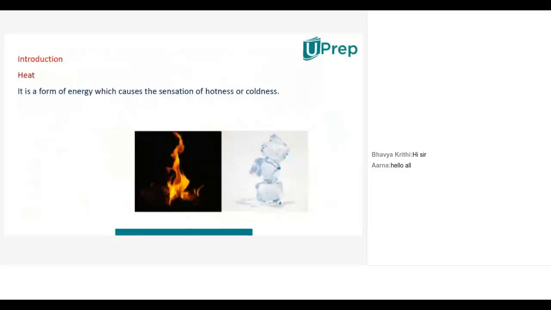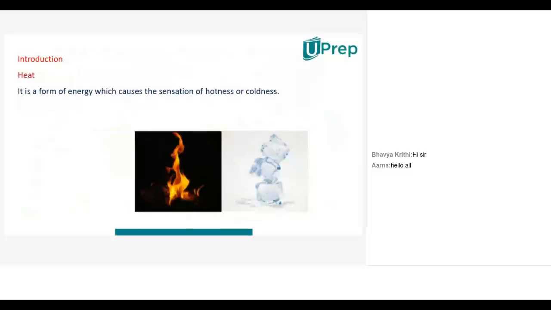Okay, let me ask others. Bhavya Kriti, let us give a chance to others also. Unmana, tell me. Heat is a form of energy produced. Okay, Arna, tell me. Heat is the energy. Heat is a form of energy. That's it. Heat is a form of energy.